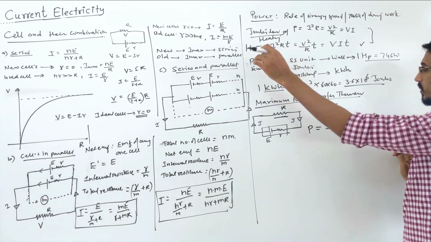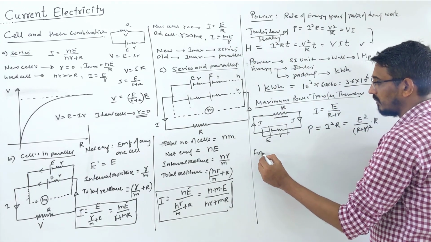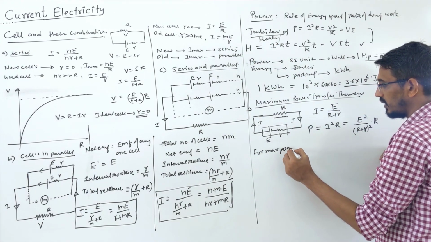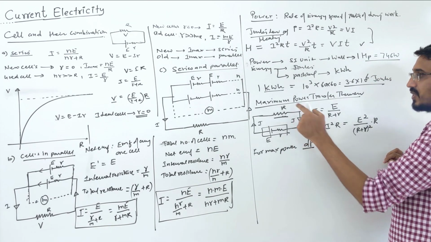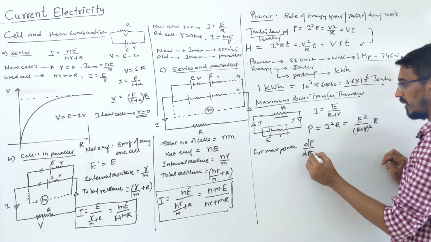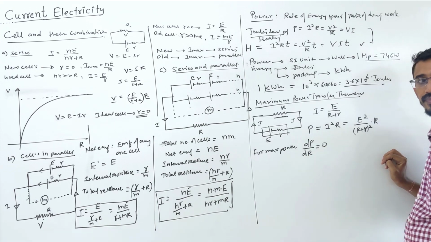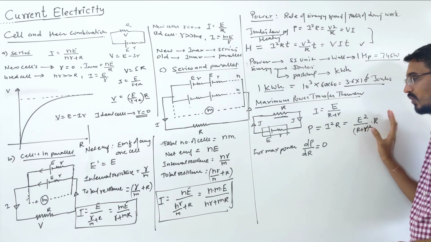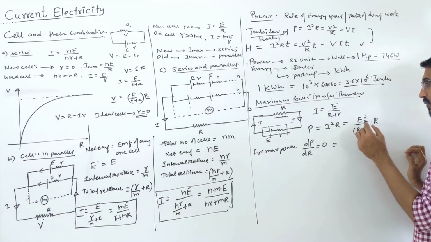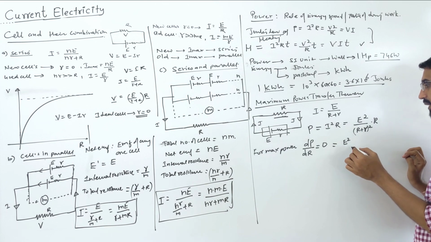So for maximum power, you want to get the condition, so we write dP by dR, because the external resistance is the variable here and it will be varying, should be 0, correct. So we differentiate and equate this term to 0. So look here, let's differentiate, watch carefully. E square is a constant, take it outside.